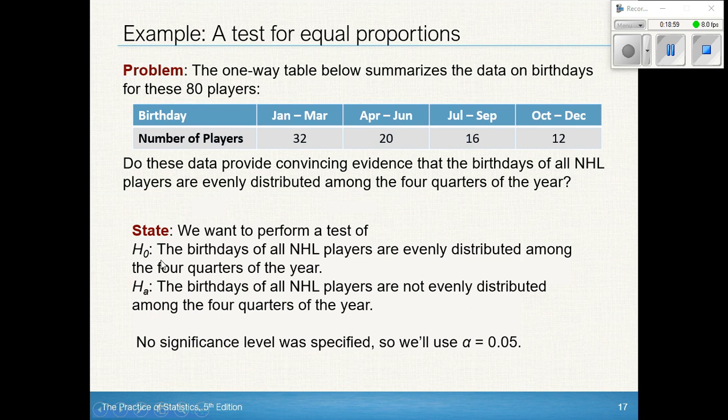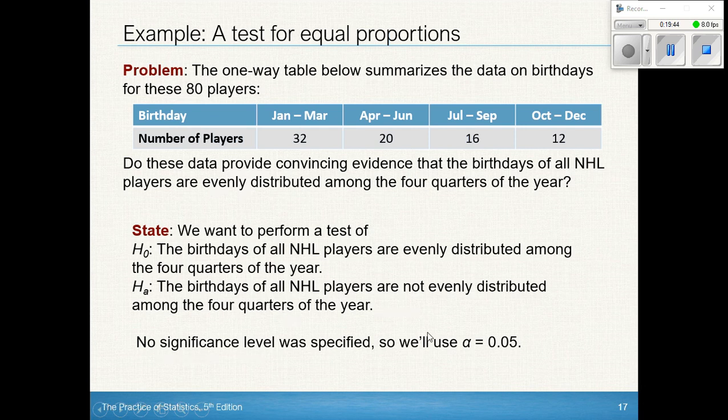So here's what we got. The null hypothesis is they're evenly distributed. The alternative hypothesis is they're not evenly distributed. I should mention this. I'm not a big fan of the way this sentence right here is worded. I would prefer to say it like this: do these data provide convincing evidence that the birthdays of all NHL players are not evenly distributed? And the reason is this. If we're going to perform this hypothesis test, which is the way you should write it, the evidence is against HO, and we're weighing the evidence against HO, not for it, as this sentence right here kind of implies.